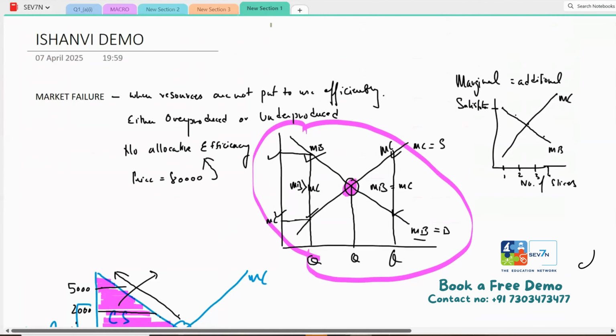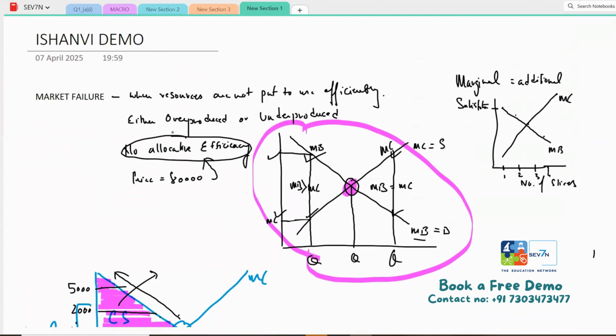Now, why am I teaching all this? I am teaching you all this because we are yet to discuss allocative efficiency. अभी तक हम एफिशिएंसी को समझ रहे हैं सोसाइटी के पॉइंट ऑफ व्यू से. एफिशिएंट क्या होता है? जहां पे मार्जिनल बेनिफिट और मार्जिनल कॉस्ट बराबर होता है, जहां पे कंज्यूमर सरप्लस और प्रोड्यूसर सरप्लस दोनों को फायदा होता है, दोनों बराबर है.